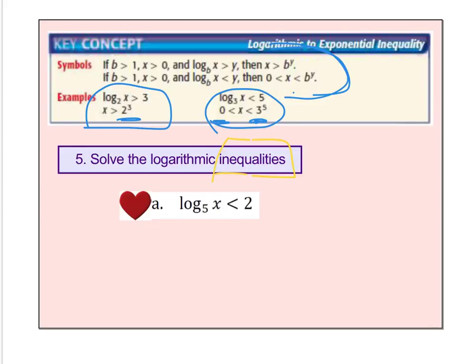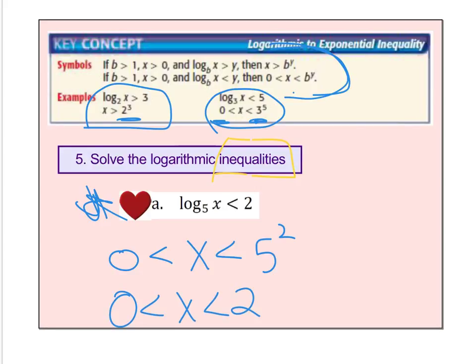So if it's less than, like this one is, what I want to say is this: x will be less than 5 squared, but bigger than 0. So 0 will be less than x, less than 25. There's my answer. So that's what I'm looking for.